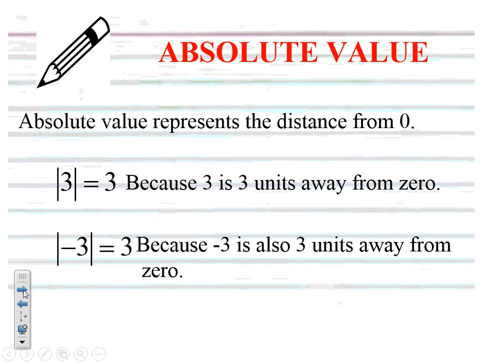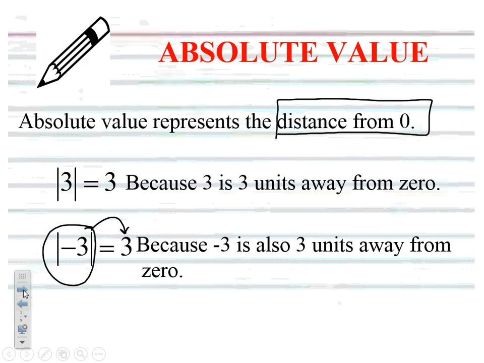Write this part in your notes. Absolute value means something, okay? Absolute value represents the distance from 0. That's why it's always positive, because it represents a distance. So the absolute value of 3 is really 3 because 3 is 3 units away from 0. In the same way, the absolute value of -3 is also 3 because -3 is also 3 units away from 0. So this idea that absolute value represents a distance from 0 is really, really important.